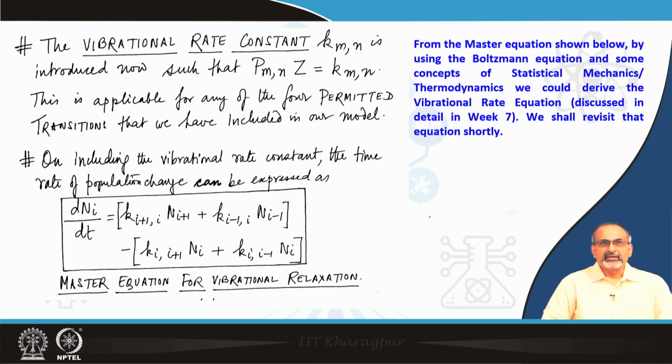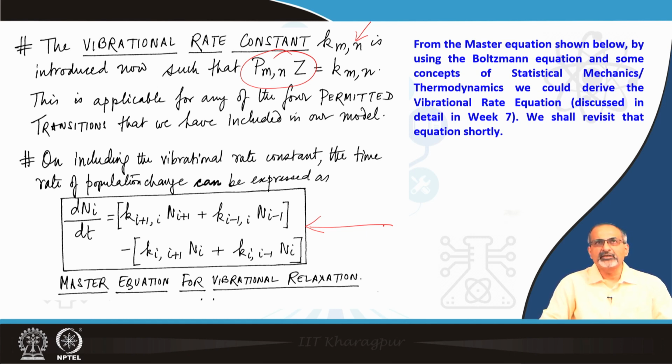And further we include the vibrational rate constant given by k_m,n, and that is basically a collection of the probability and the frequency term, and consequently the master equation for vibrational relaxation boils down to this, where we have already indicated the collisions result in exchanges between only 3 energy levels.